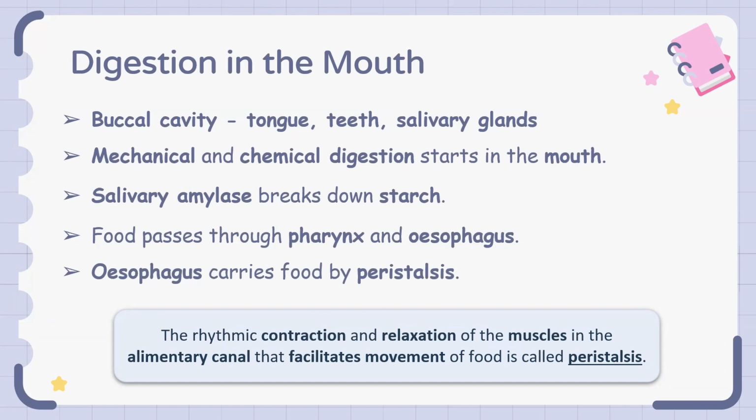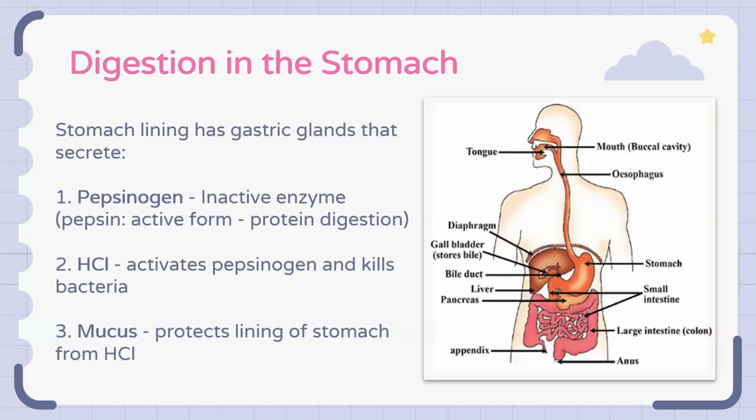Then the food passes through the pharynx, which is the common passage for food and air, and then the esophagus. Esophagus is a collapsible muscular tube with no enzymes for digestion but mucus glands. It carries food by peristalsis. What is peristalsis? It is the rhythmic contraction and relaxation of the muscles in the alimentary canal that facilitates movement of food.